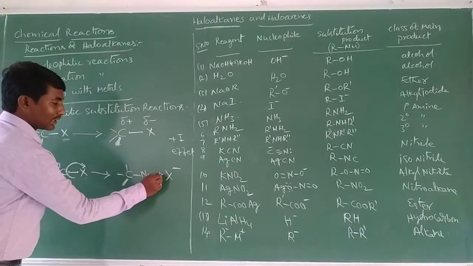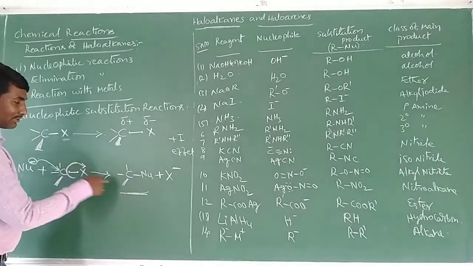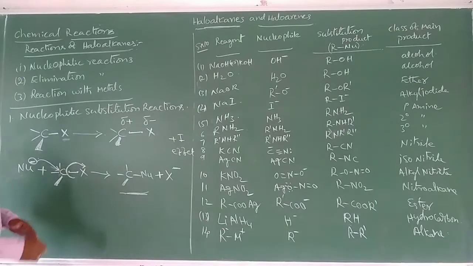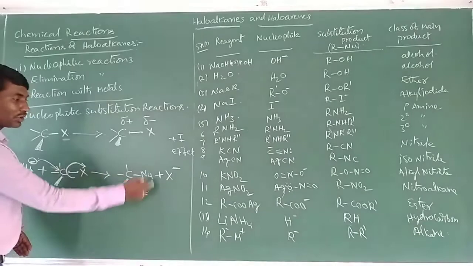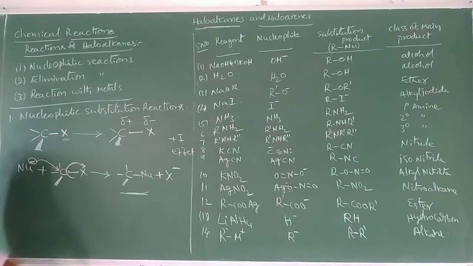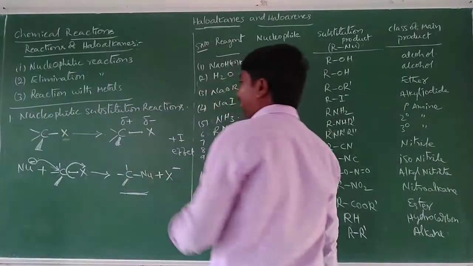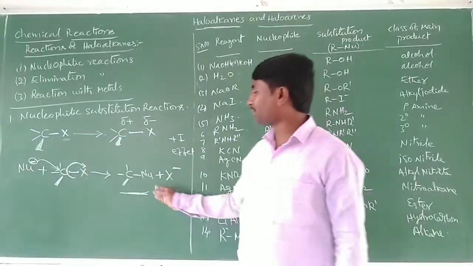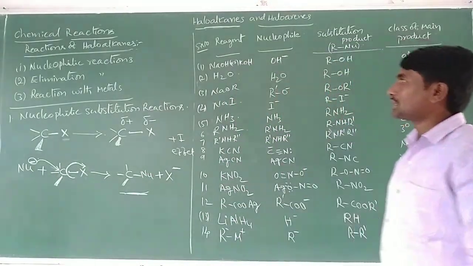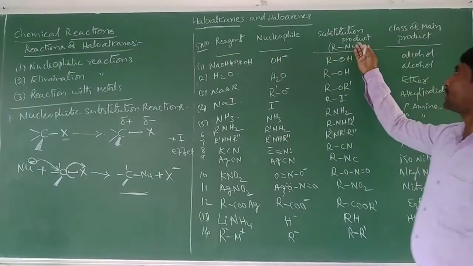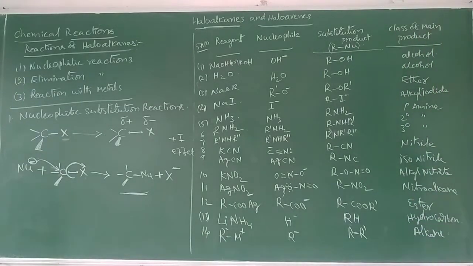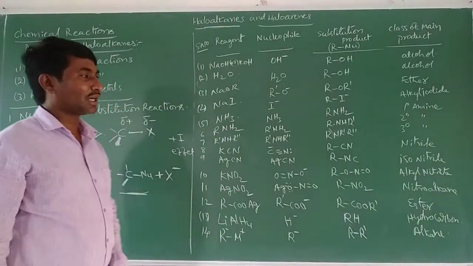This is the product, formed as the halogen leaves the carbon atom. These are the steps: the nucleophile attacks the carbon atom and the halogen leaves, due to the negative inductive effect, giving a nucleophile-substituted product. Now there are some reactions, listed with serial number, reagent, nucleophile, substitution product, and class of main product. We will discuss all of these one by one.